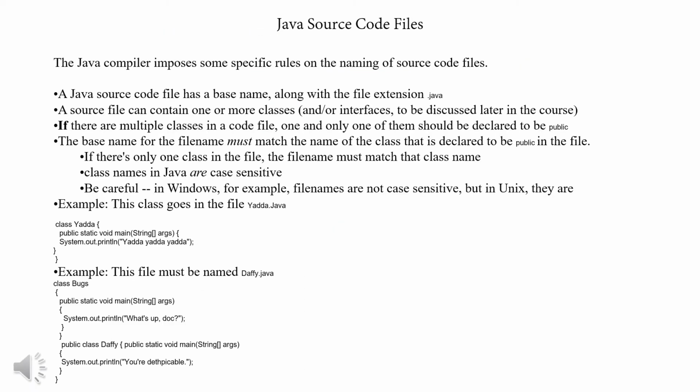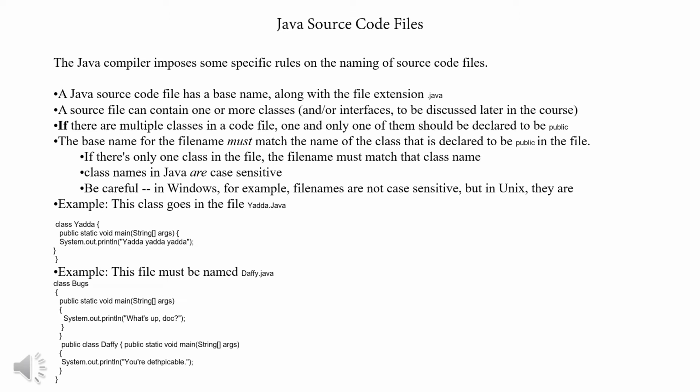Okay, so as you see, the other thing that you need to know is that the whole Java code needs to be inside a file. And the name of that file needs to follow some rules. The first one is that whatever the name of that file is, it needs to be followed by a file extension, .java.